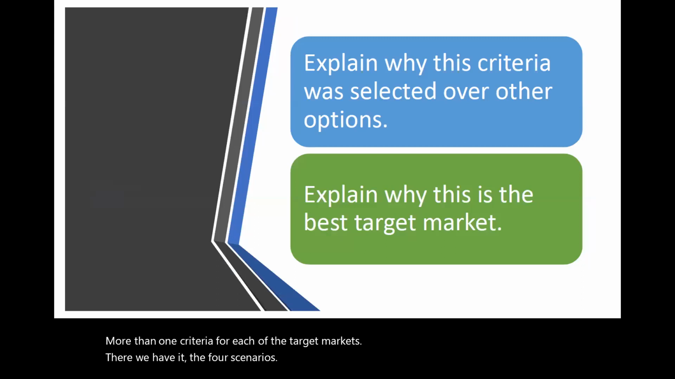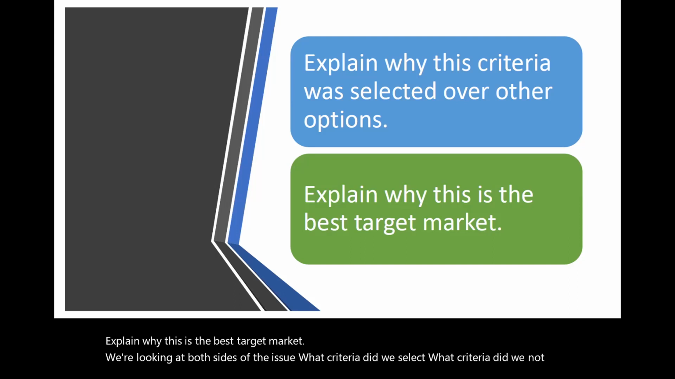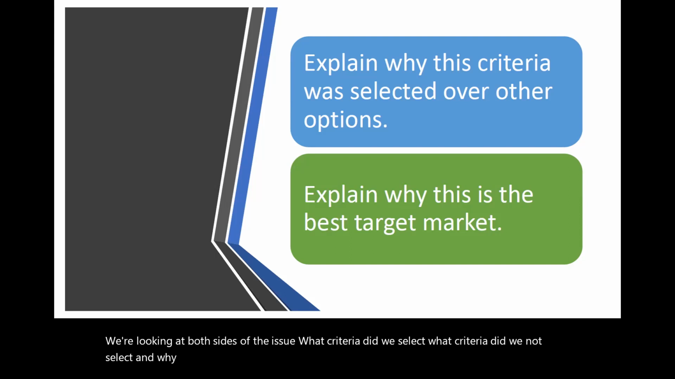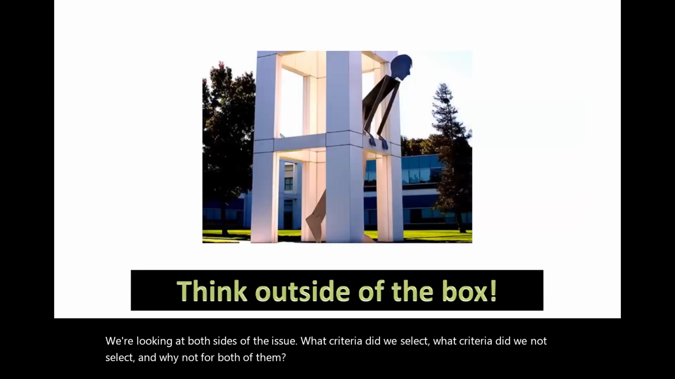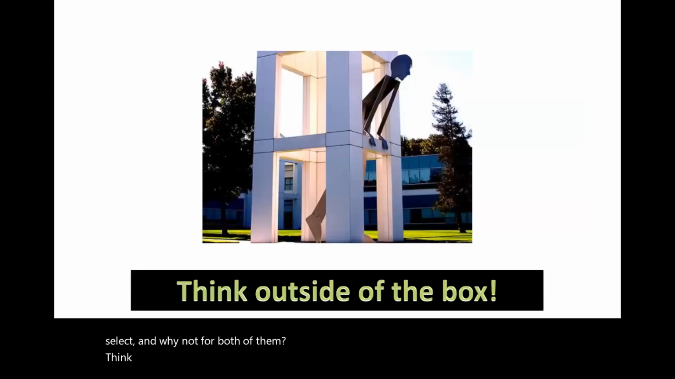Remember, explain why this criteria was selected over other options. Explain why this is the best target market. We're looking at both sides of the issue. What criteria did we select? What criteria did we not select? And why not for both of them? Think outside of the box. There's no one right answer.